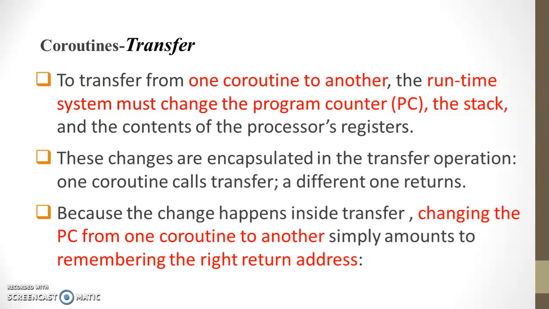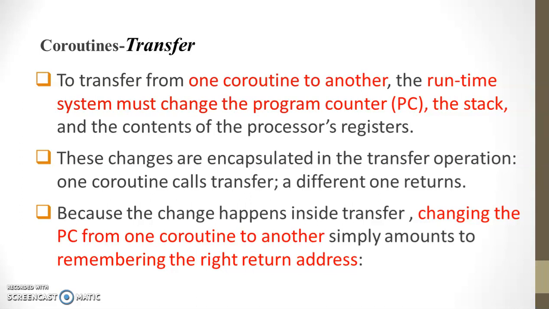That is, it will be saving the values that are currently used in the routine. When a subroutine or a procedure is being called, we use the same thing, isn't it? Inside the subroutine, whichever registers are being used will be saved. The return address also will be saved. Similarly, in coroutines also, in order to perform this transfer operation, the PC value and the contents of the processor registers will be saved. These changes are encapsulated in the transfer operation, where one coroutine calls the transfer and a different one returns.